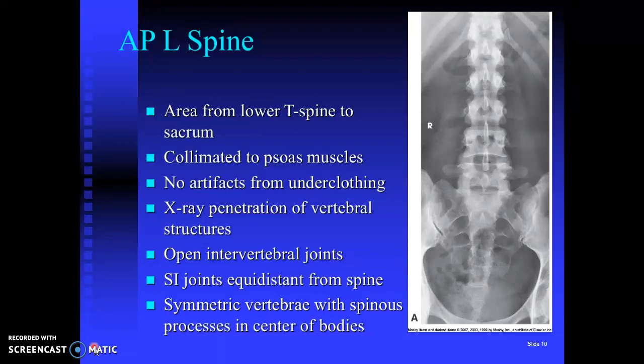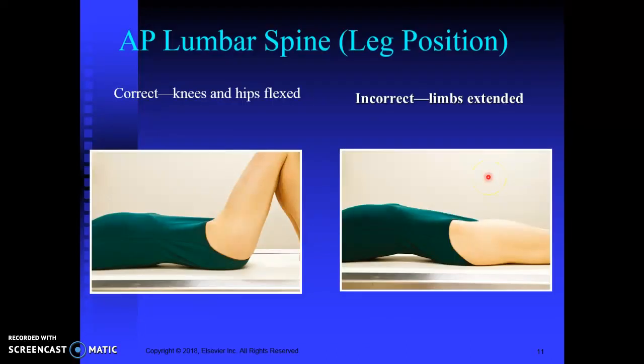X-ray penetration through the vertebral structures. Open intervertebral disc spaces. The SI joints are equal distance from the spine. And we see symmetry of our spinous processes as they run down the middle of the vertebral bodies.